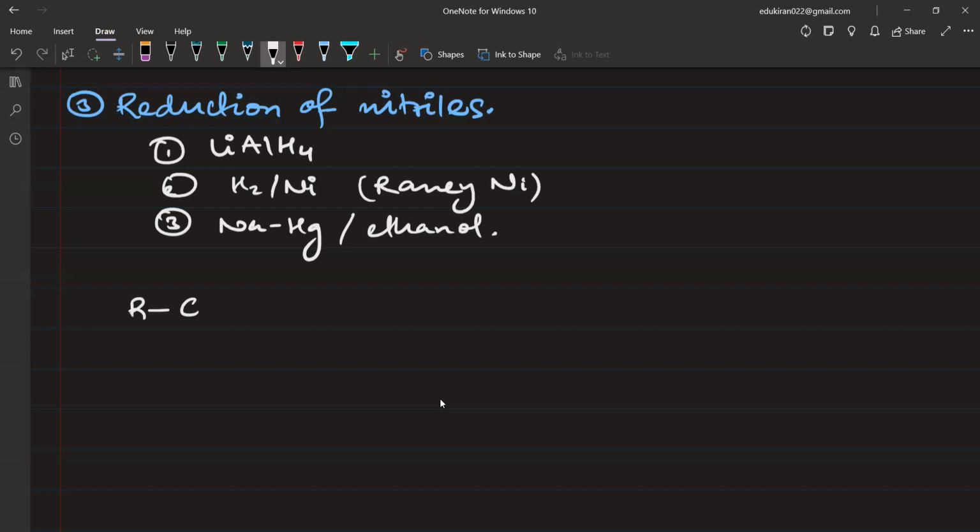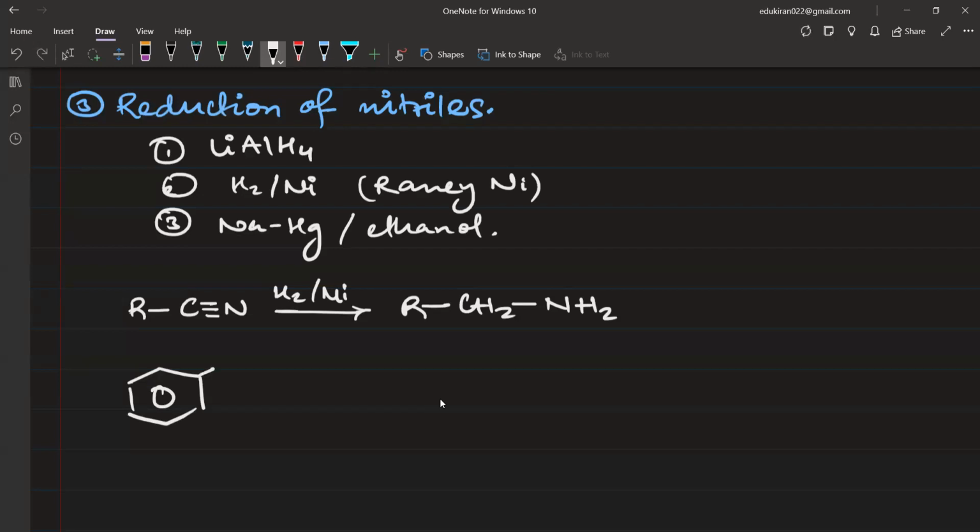So if you have R, C triple bond N, H2 in the presence of nickel, you will get R. Both carbon and nitrogen will get 2 hydrogens, that is CH2 and NH2. Okay. Now you can also convert benzene nitrile and you will get CH2, NH2.